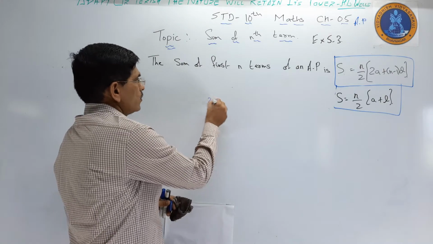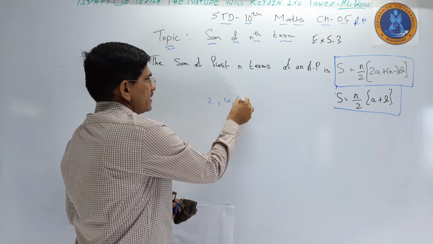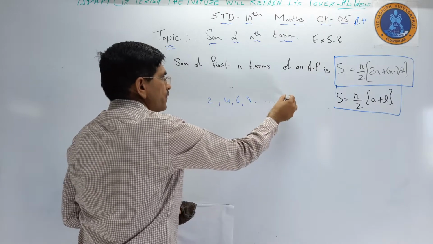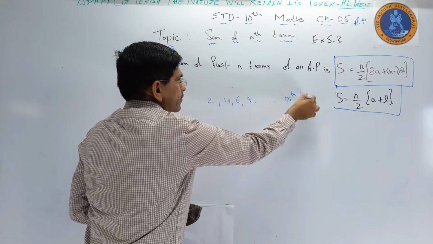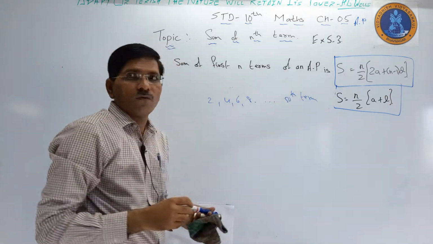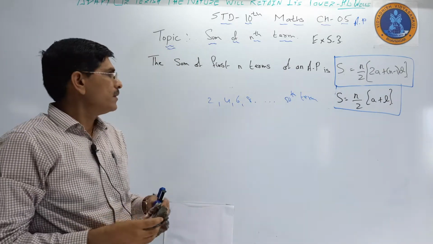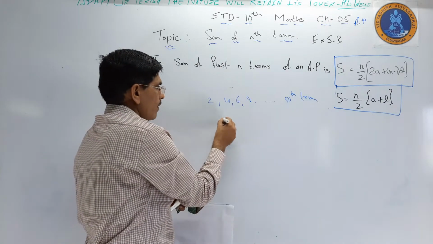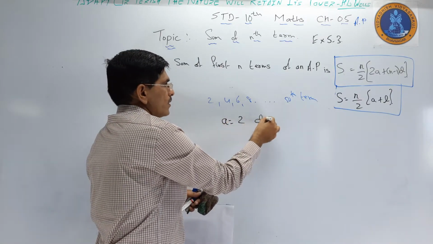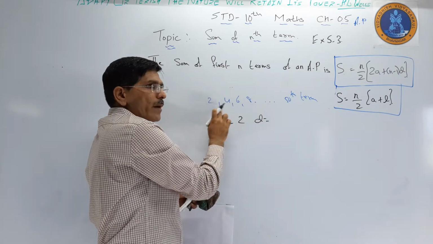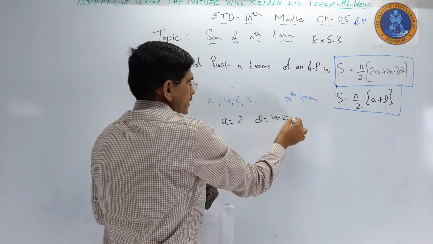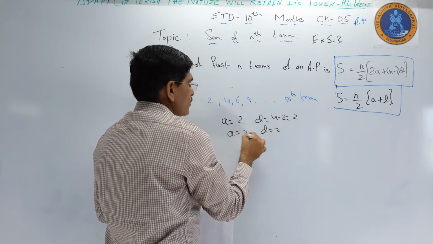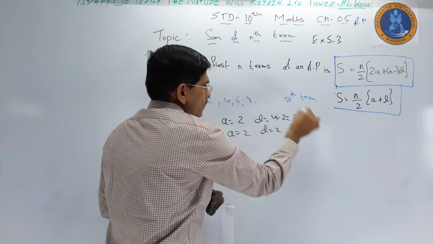So 2, 4, 6, 8 up to 50th term. I want to find the sum up to the 50th term. So what is a? Already we know that a is equal to 2, d is equal to 4 minus 2, that is 2. So d is equal to 2, a is equal to 2, now n is equal to 50.